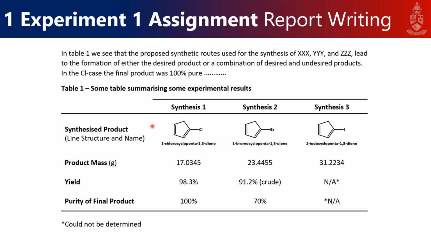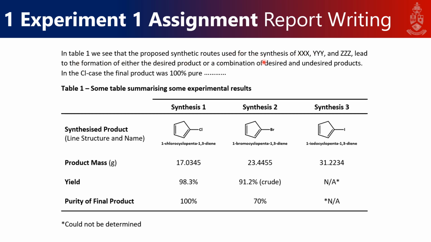So let's say you have a table and you've now nicely summarized your results. We've had a synthesis of 3 compounds, and we've included their structures, their names, our product masses, the yields, and the purity of our final products, right? What we have, you always need to discuss in some sort of chemical manner. In other words, we discuss it.